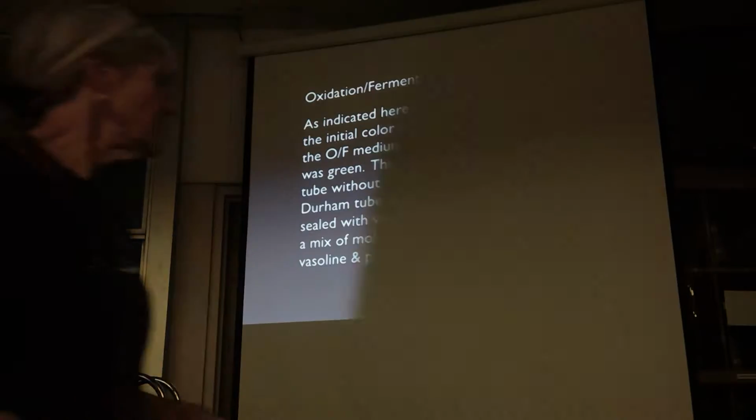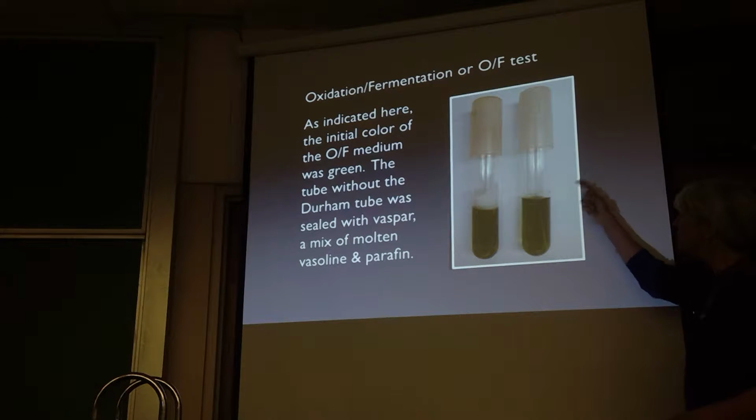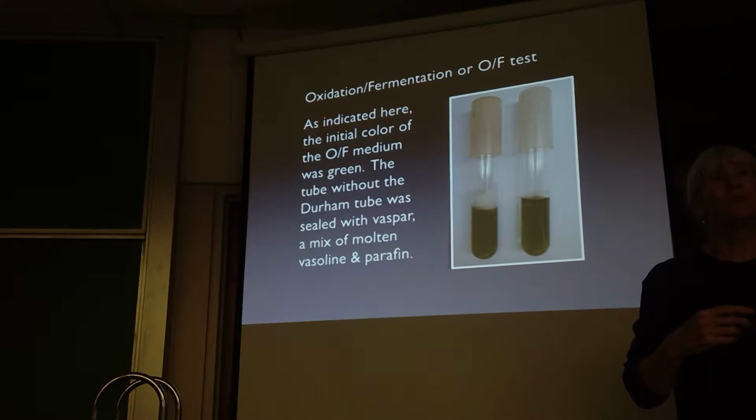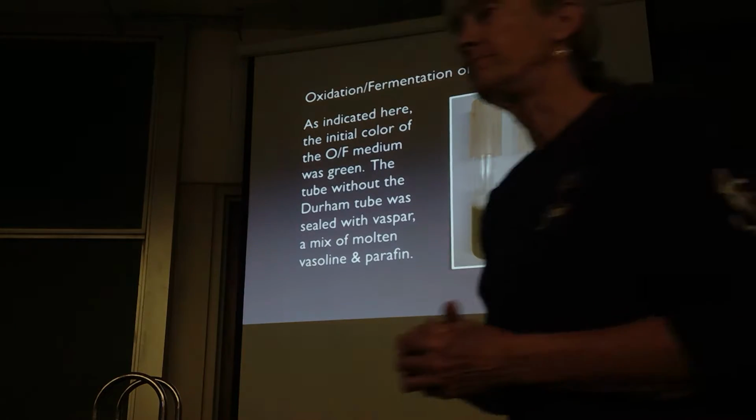In this image, you can see the Durham tube in this tube. This has been inoculated and the Vaspar seal has been applied. So that's what they would have looked like after you inoculated them. I put the Vaspar on before they went into the incubator.